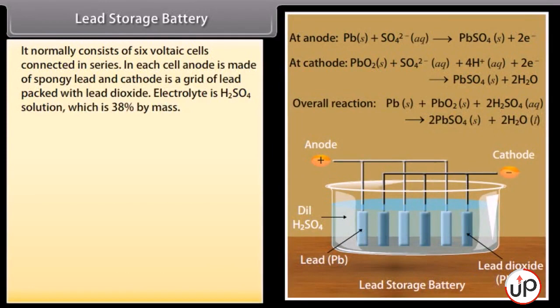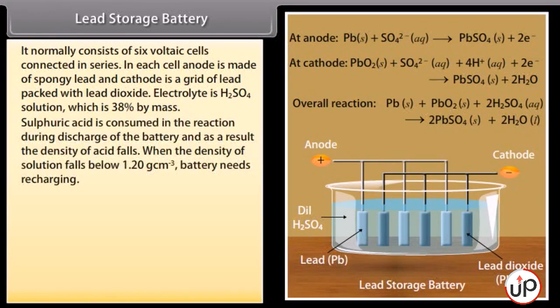Lead storage battery. It normally consists of 6 voltaic cells connected in series. In each cell, anode is made of spongy lead and cathode is a grid of lead packed with lead dioxide. Electrolyte is H2SO4 solution, which is 38% by mass. Sulfuric acid is consumed in the reaction during discharge of the battery, and as a result, the density of acid falls. When the density of solution falls below 1.20 gram centimeter raised to the power minus 3, battery needs recharging.